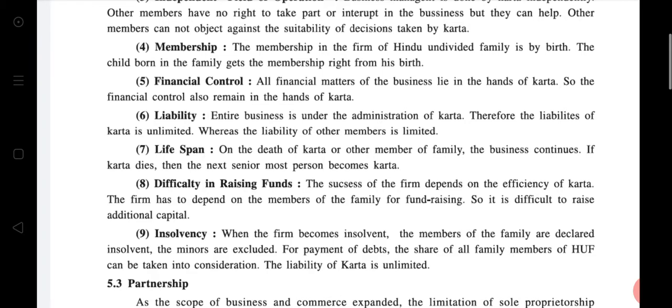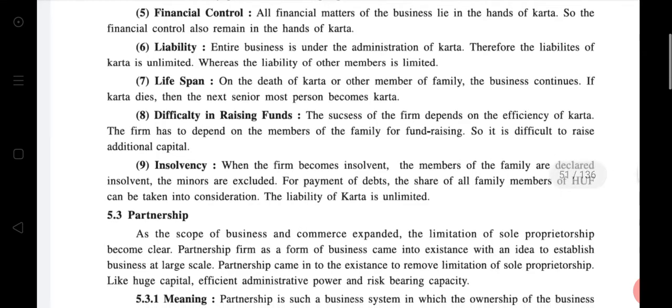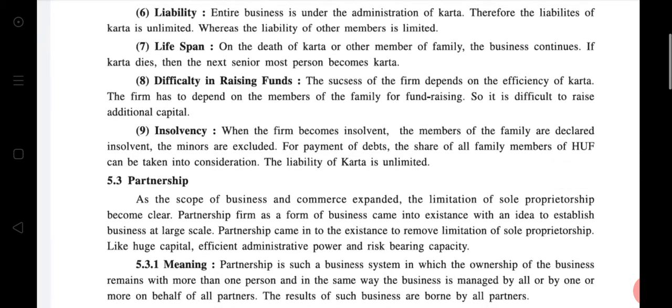Then financial control is in the hands of Karta. Then liability under the administration of Karta. But the liability of Karta is unlimited, whereas other members' liability is limited. Then the lifespan. When the Karta dies, the other members of the family continue the business. If Karta dies, then the next senior-most person becomes Karta, but the whole business does not come to an end.